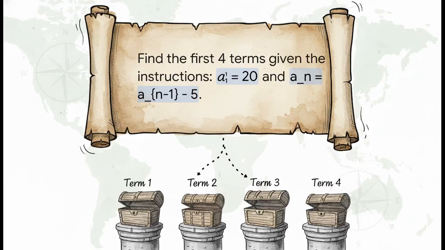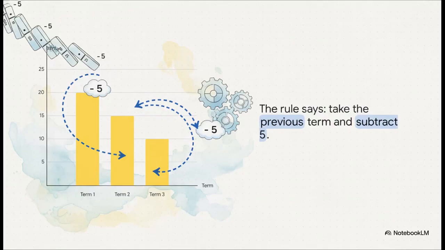Okay, now for something really fun. Let's flip the script. This time, we're given the instructions. Our job is to just follow the clues and find the first 4 terms of the sequence they create. The instructions tell us our starting point is 20. So that's our first term. Done. The rule says to get the next term, we take the previous one and subtract 5. So for term 2, we take 20, subtract 5, and get 15. For term 3, we take yesterday's number, 15, subtract 5, and get 10.